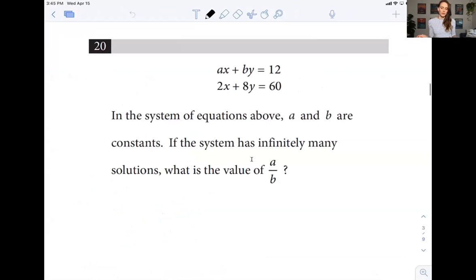For the next question here, in the system of equations above, a and b are constants. If the system has infinitely many solutions, what is the value of a over b? So you are pretty much guaranteed to see a question just like this one at least once when you take the SAT. Some students get 3 or 4 questions on an SAT that all test them just on this concept, which is kind of crazy to think of.